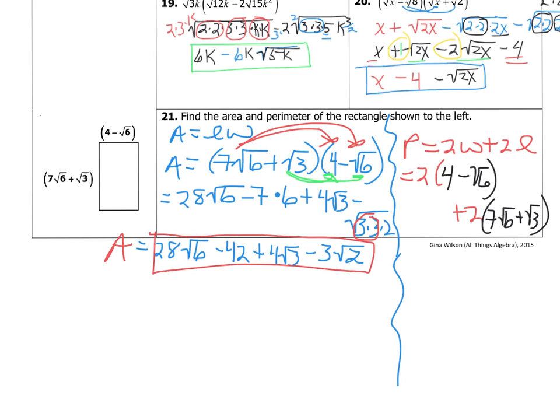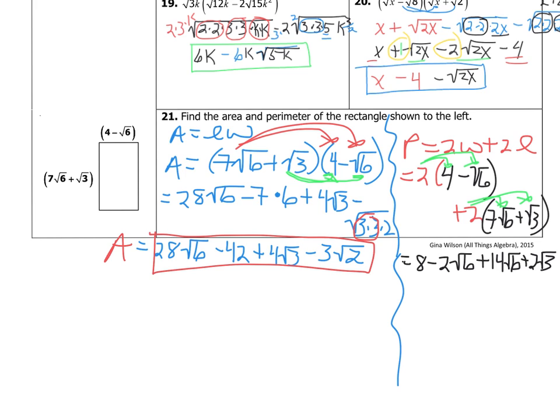And then let's look at perimeter. So for perimeter, I'm going to multiply the 2 through, so I get 2 times 4 is 8. And then I have 2 times radical 6, a negative radical 6, so it's a minus 2 radical 6. And then I have a 2 times 7 radical 6, so 2 times 7 is positive 14 radical 6. And then a 2 times a radical 3, which leaves us with a positive 2 radical 3.